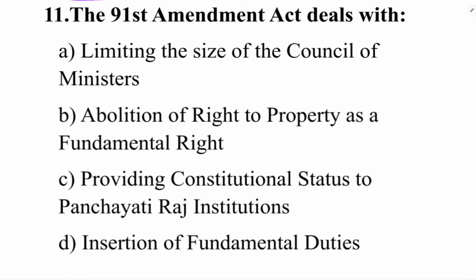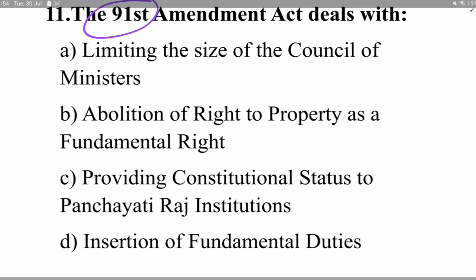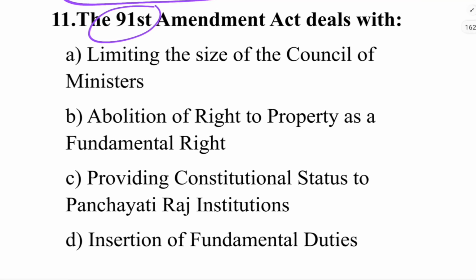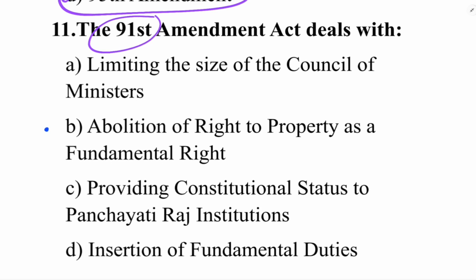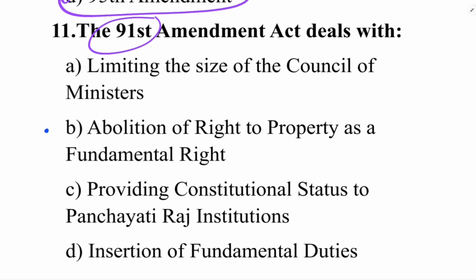Okay, next question. The 91st Amendment Act deals with option A, limiting the size of the Council of Ministers. Option B, abolition of right to property as a fundamental right. Option C, providing constitutional status to the Panchayat Raj. And option D, insertion of fundamental duties. So the correct answer is option A, limiting the size of the Council of Ministers. The 91st Amendment Act deals with limiting the size of the Council of Ministers.